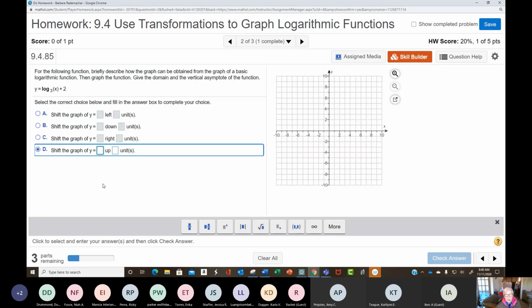Now watch this. This is how you do this. Log, L-O-G, you type it out. Now, the base is written as a subscript, so you click the subscript tool and put a 3. Now you have to hit your right arrow key to come back up. And now parentheses, x, parentheses. Shift the graph of y equals log base 3 of x up 2 units.